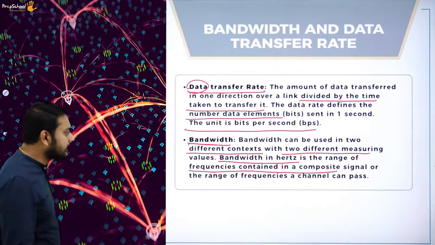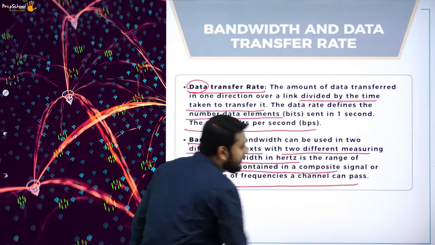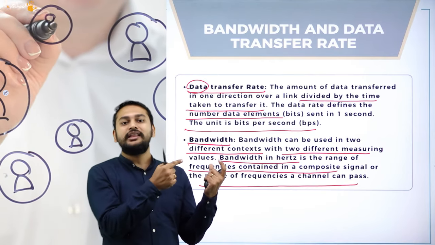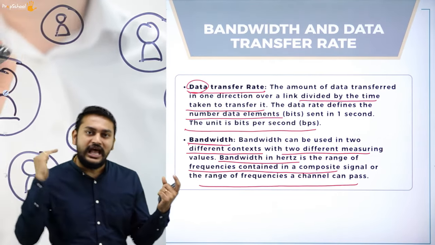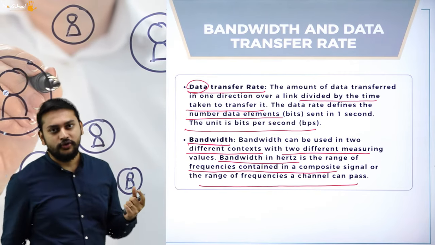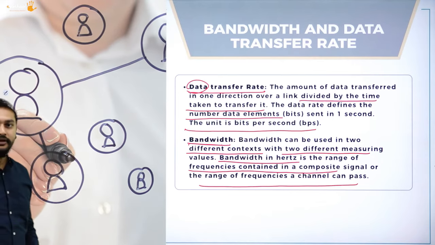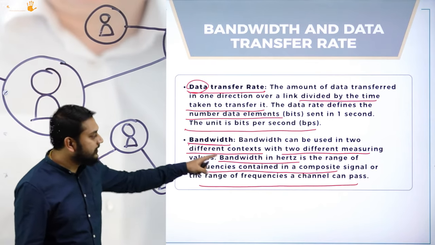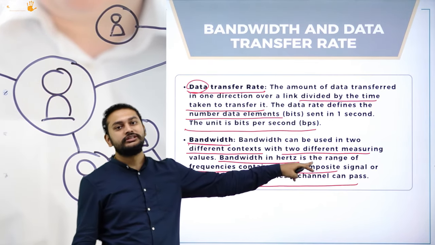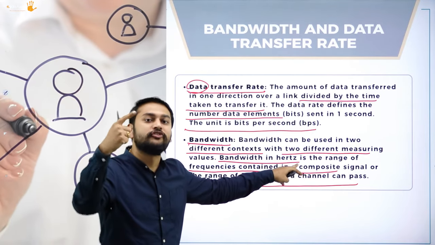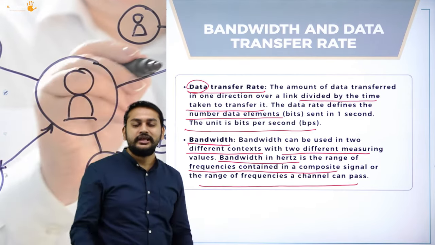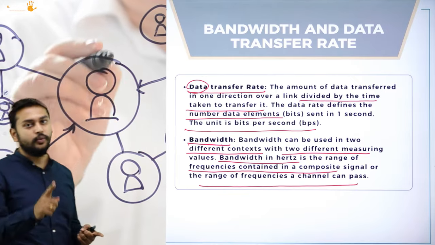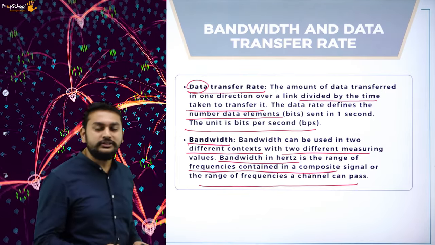The second one is the range of frequencies a channel can pass. I'm speaking with respect to the channel now. The range of frequencies that a channel can pass is the second thing you need to understand with respect to bandwidth. In bandwidth in hertz, in the first case, what is the range of frequencies contained in the signal? And the second is, what range of frequencies can the channel transmit? So this is all about the bandwidth that you need to understand.